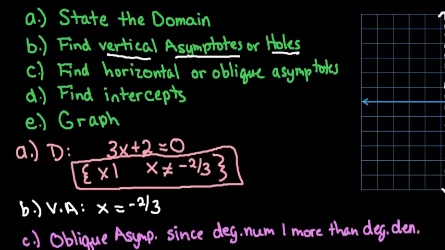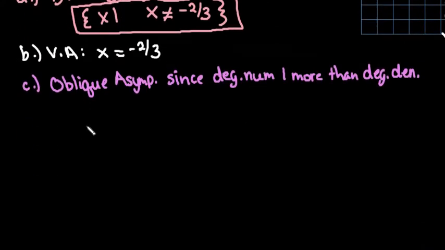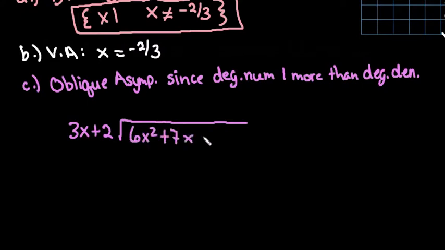And the oblique asymptote can be found by doing long division of this expression. So I would take the 3x plus 2 and put it on the outside. The denominator goes on the outside and the numerator goes on the inside. So I would have 6x squared plus 7x minus 3. If the degree of the numerator was 2 more than the degree of the denominator, then you're going to have a curved asymptote, which is more complicated. So for this one, we're just going to go with an oblique asymptote since the degree of the numerator is exactly 1 more than the degree of the denominator.